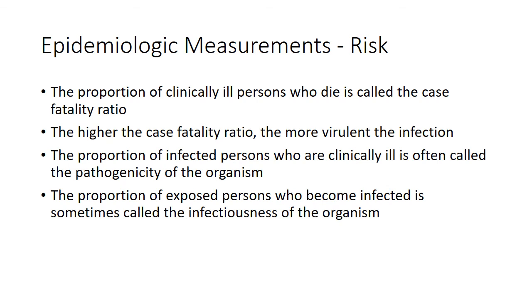And then when you're looking at the proportion of infected people who became clinically ill, so again, this is that larger subset of people who maybe became infected, those who actually became ill is going to be called the pathogenicity of the organism. So obviously a higher number of people who were infected and then became ill would have a higher pathogenicity. Okay? And then those who were exposed and then became infected is going to be considered the infectiousness of the organism, right? So just because you became infected doesn't mean you're going to die. That can be informed by things like case fatality ratios and looking at the virulence and the pathogenicity and all of that.